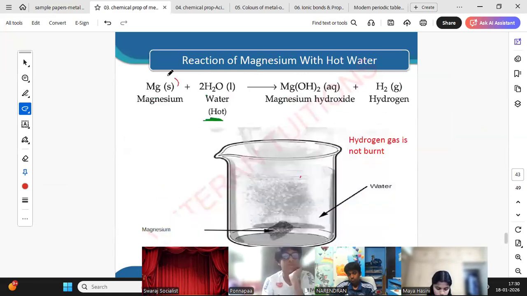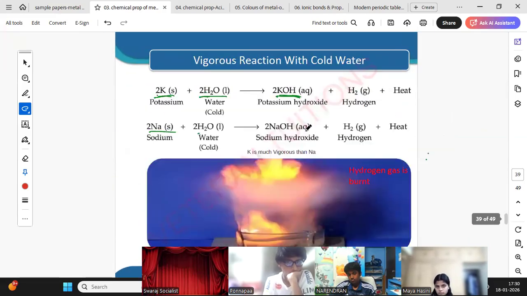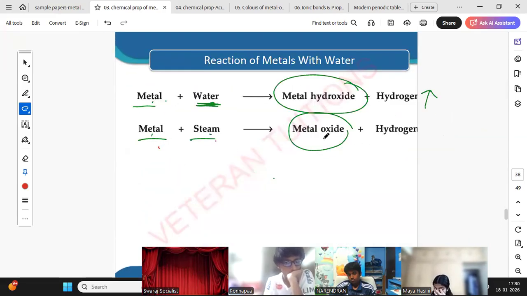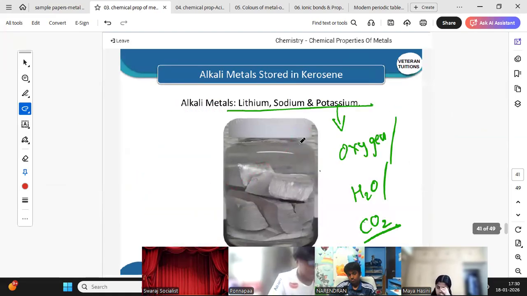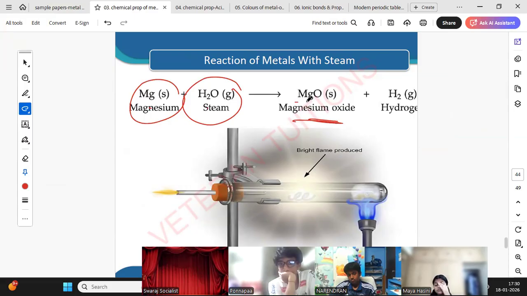Students, if magnesium reacts with hot water, obviously magnesium will react with steam. Steam is much hotter water, in gaseous form. But now the formula will change: metal plus steam gives metal oxide. The basic formula we have already written. Magnesium with steam will give you magnesium oxide, a metal oxide, plus hydrogen gas. So that is what you need to know.